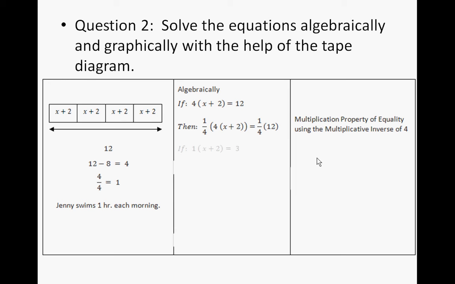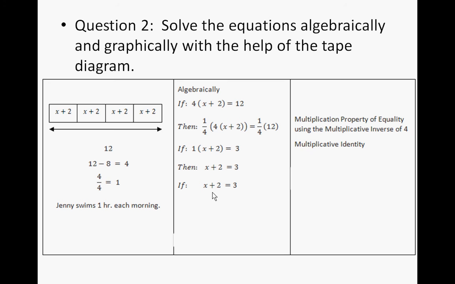Well, that is our multiplicative property of equality using the multiplicative inverse of 4, because the inverse of 4 is 1/4. So if 1 times the quantity of x plus 2 is equal to 3, because 1/4 of 12 is 3, that is using multiplicative identity, we can just drop the 1. That means then x plus 2 equals 3.